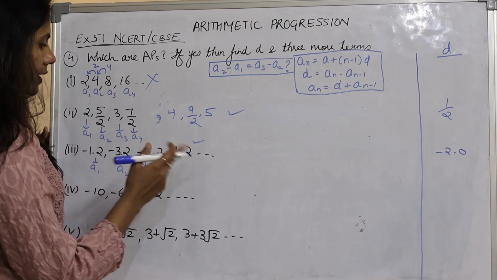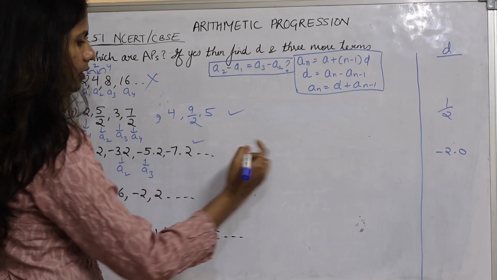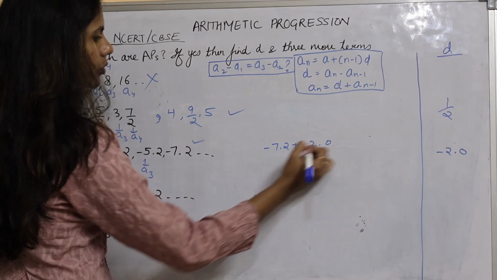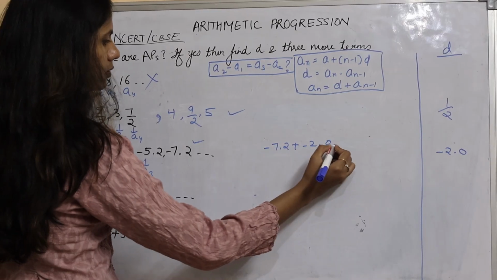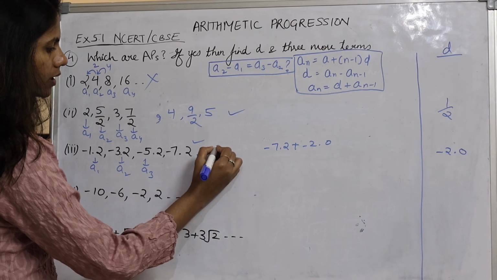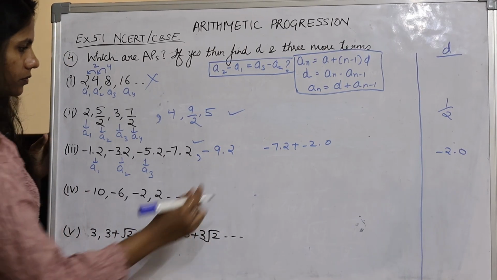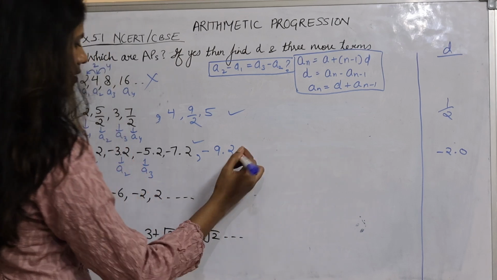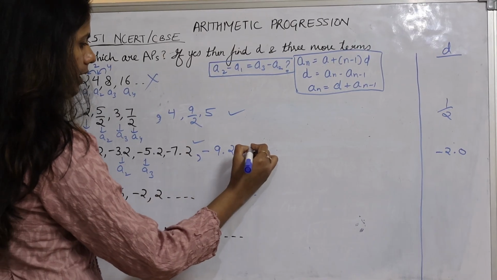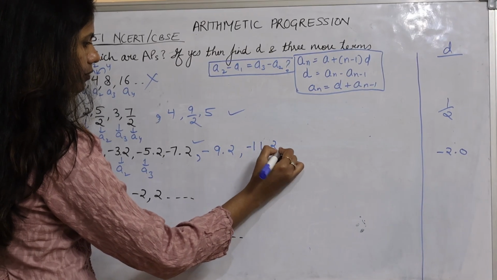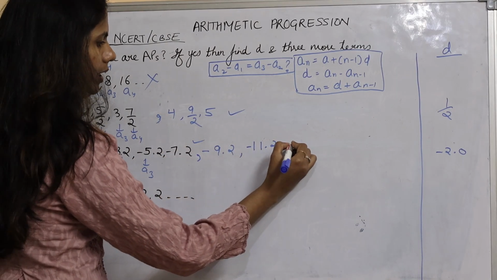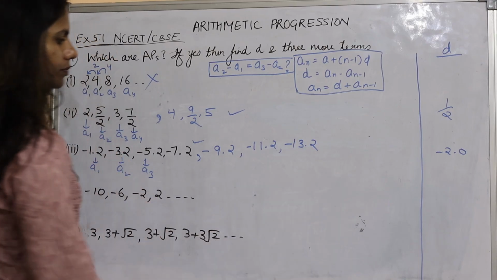So to find the next term, we will take the previous term plus D, minus 2.0, which is minus 9.2. Same way we will add minus 2 again, so it will be minus 11.2. In the same way, if we add minus 2 again, it will be minus 13.2.